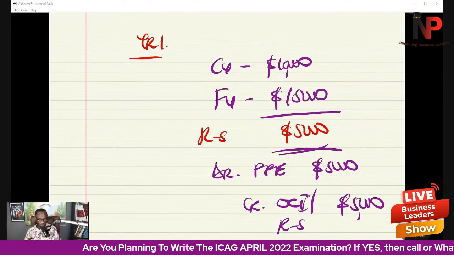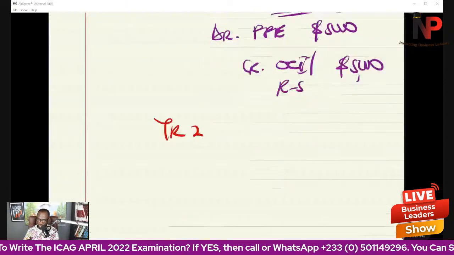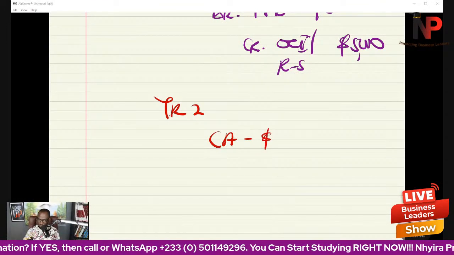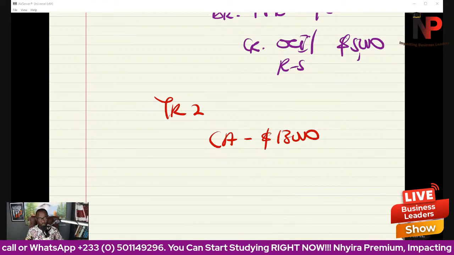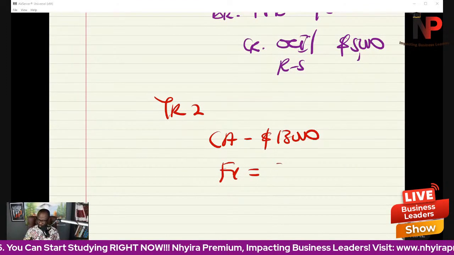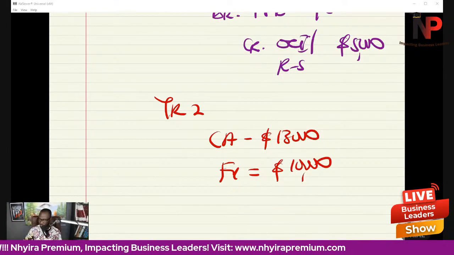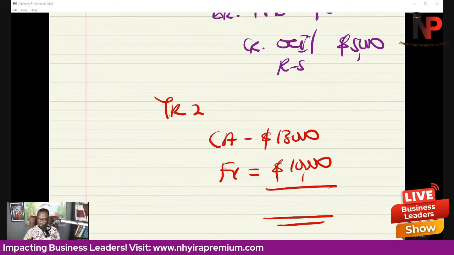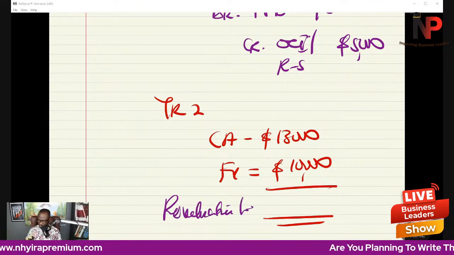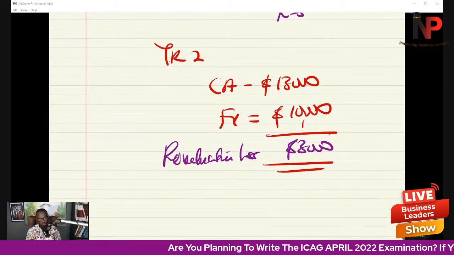That's year one. Now in year two, let's say that the carrying amount of the asset is now, after depreciation, 13,000, but the fair value of the asset is, let's say, 10,000. Stay with me carefully. Meaning that in year two, there is going to be a revaluation loss of 3,000. How should we treat this loss?